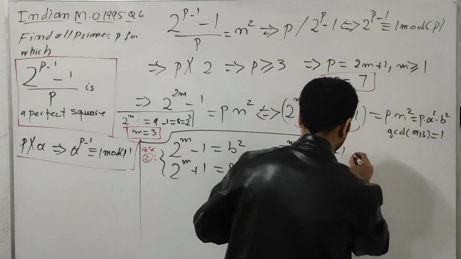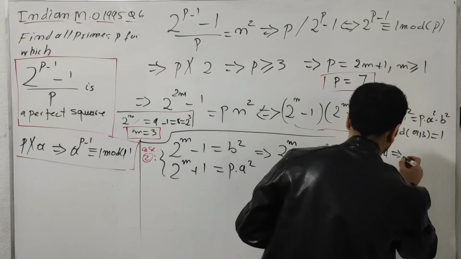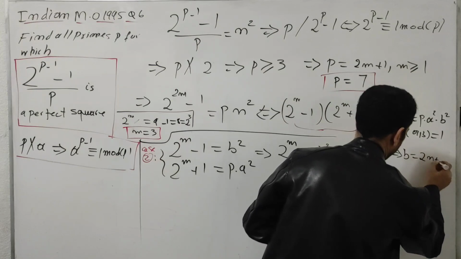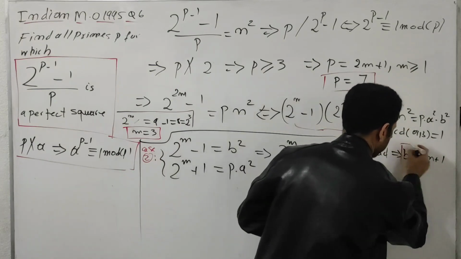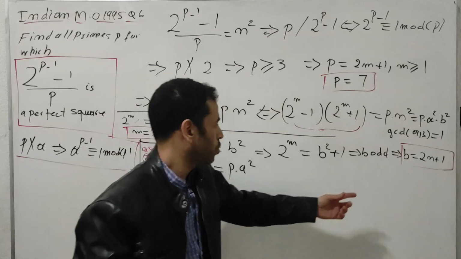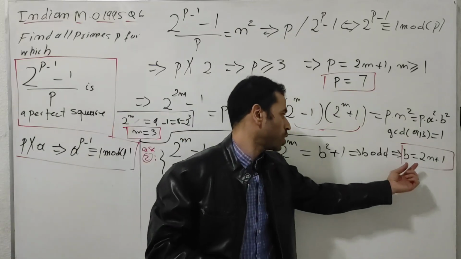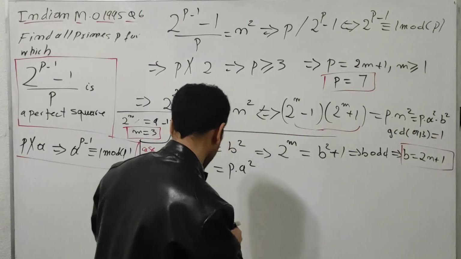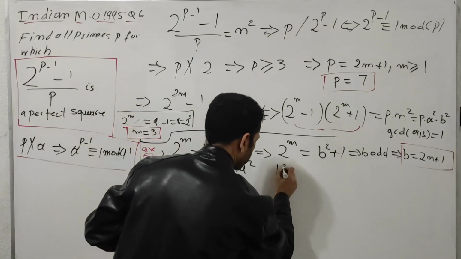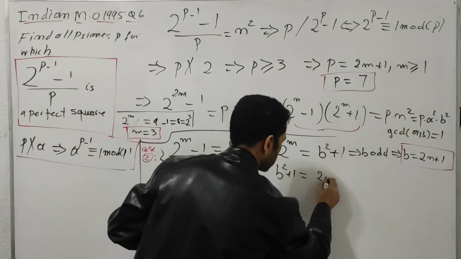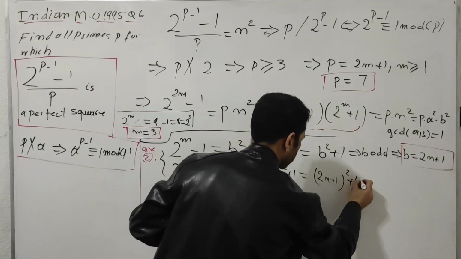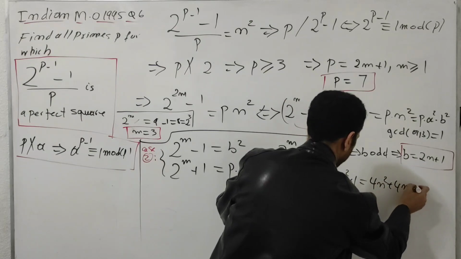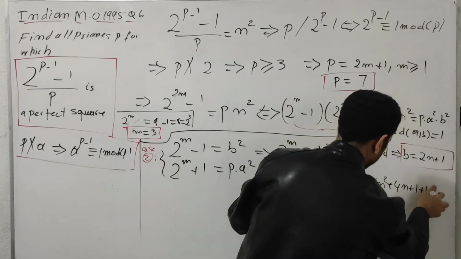Since b is odd, b will be written in this form: b equals 2n + 1. Now I'm going to calculate b^2 + 1. I'm going to insert this fact into b and calculate b^2 + 1. So b^2 + 1 gives us (2n + 1)^2 + 1. This one gives us 4n^2 + 4n + 1 + 1, that means plus 2.